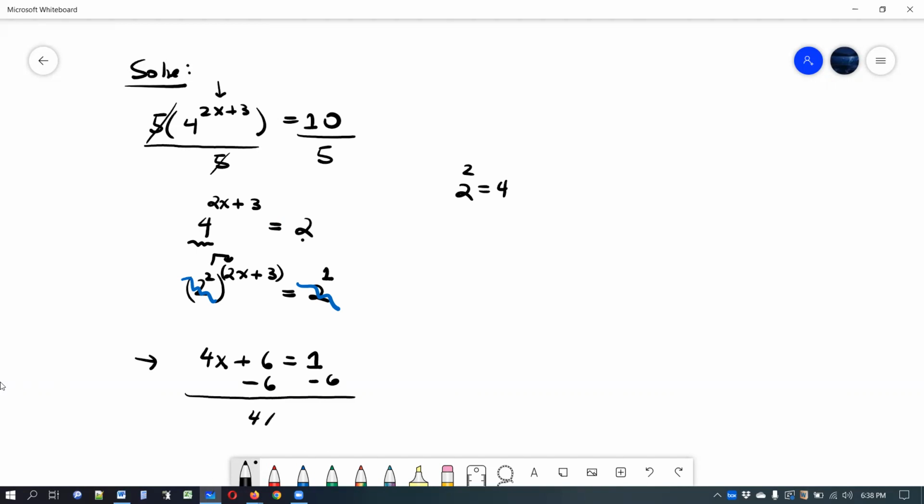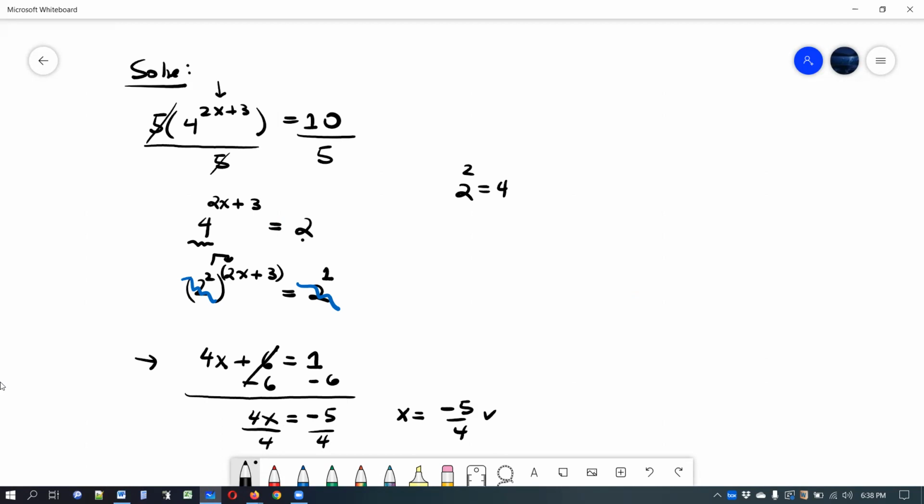Okay, so I end up with 4, these 2 cancel, equals -5, and divide both sides by 4, and I have this. And this is my final answer, as you can see over here. Okay, these problems are very straightforward when we can convert one base to the other.